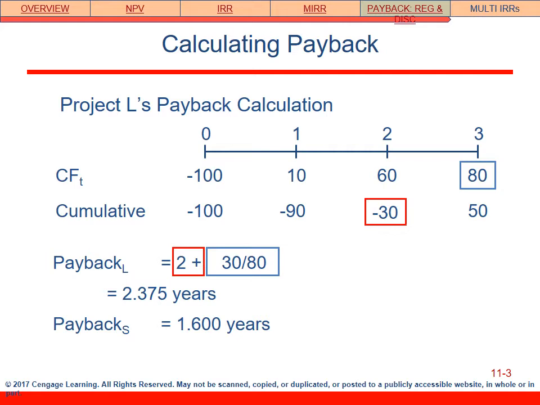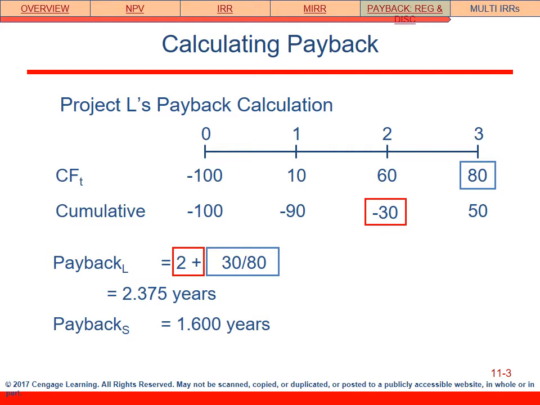Well, after the first year, we've only recovered $10. We've got $90 left to go. After year 2, cumulatively, we have recovered $70 of our $100 cost. We only have an additional $30 left to recover. So by eyeballing the next year's cash flow, year 3's cash flow, we see $80 will have it covered. We'll have covered that additional $30 left to recover.